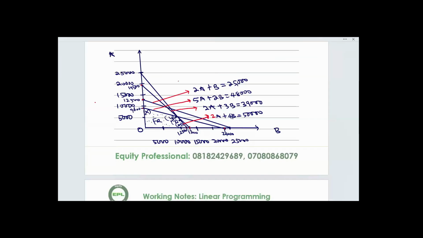So A and B intercepted at this point where you have 9,600. Also, A and B intercepted at this point here. A and B intercepted at this point here. And then lastly, A and B intercepted at this point. The first point of intersection is X, followed by Y. Let me remove this. Let me rewrite this Y to make it bolder. Okay, let me change everything to red color then.